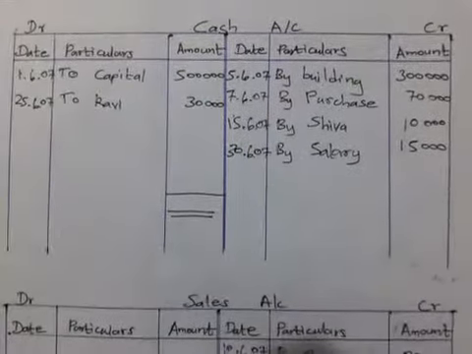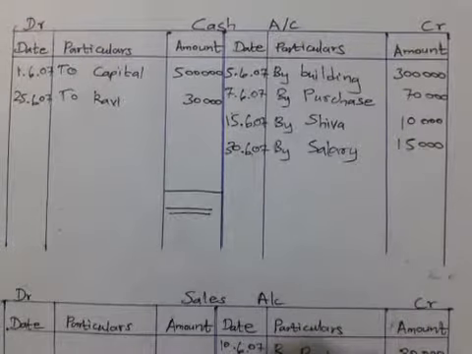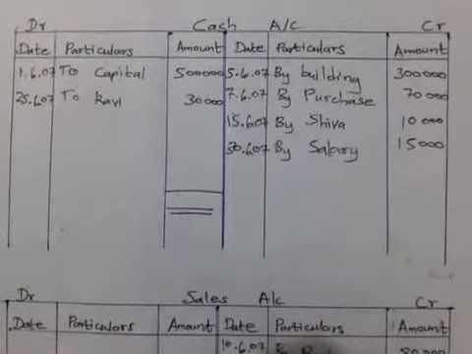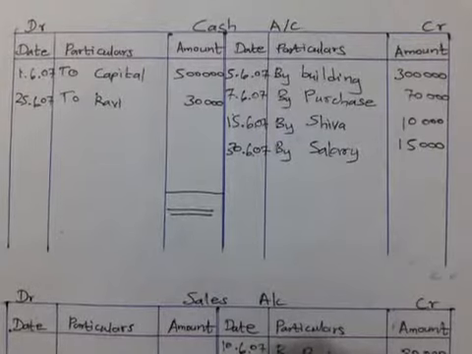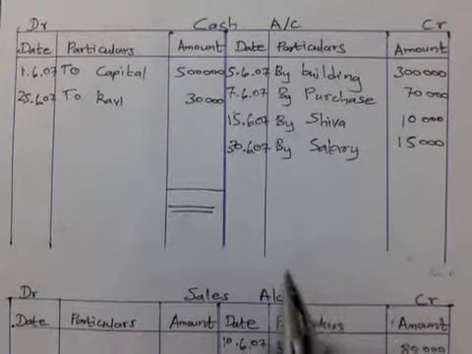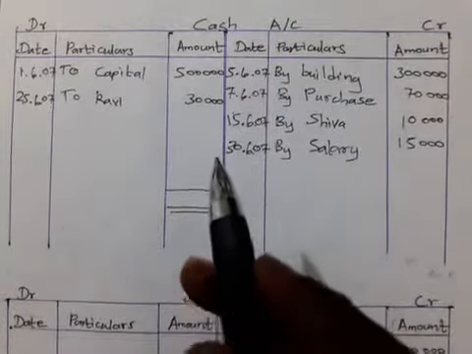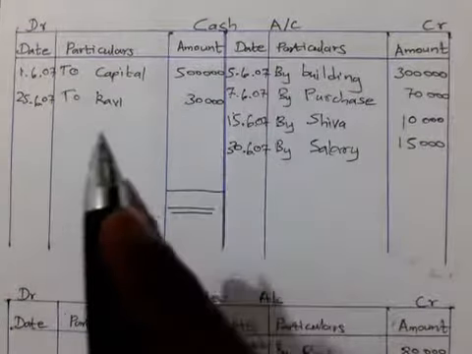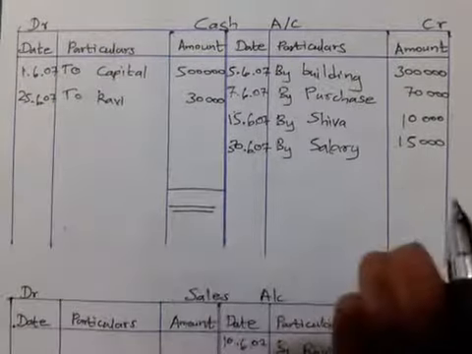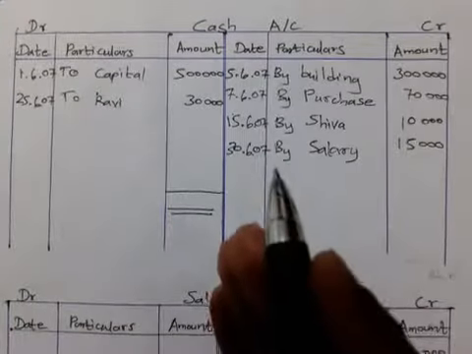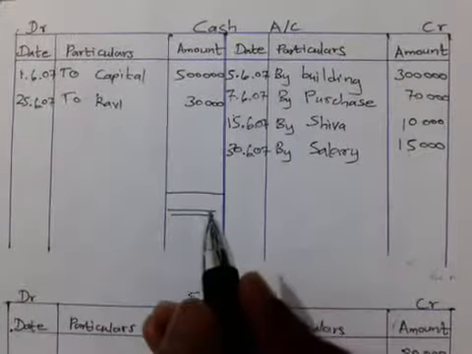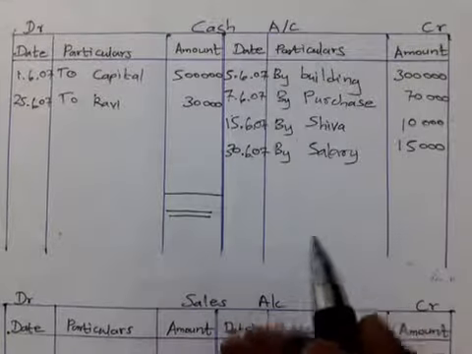After posting all the journal entries, we have to close the ledger accounts. Before closing the ledger account, we have to analyze whether the maximum amount is on the left hand side or the right hand side. Whichever is the maximum amount, we have to enter on both sides. After that we have to balance the account.